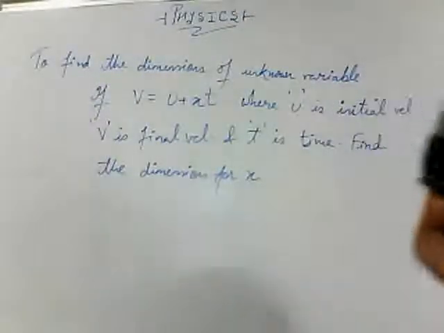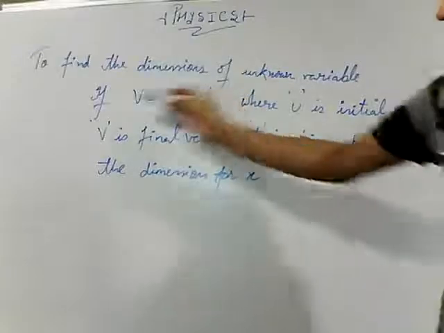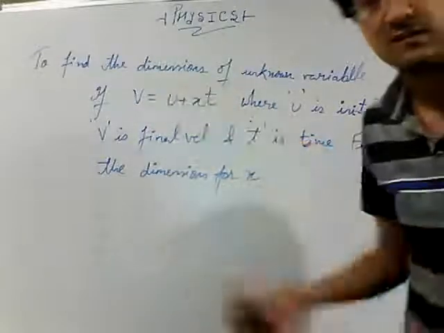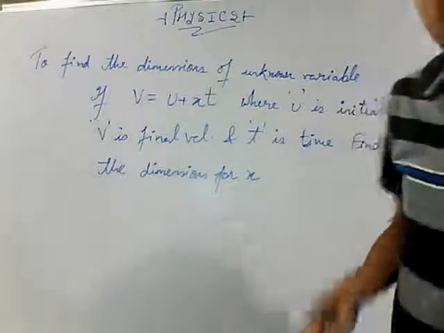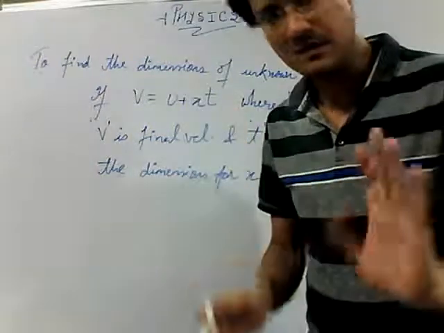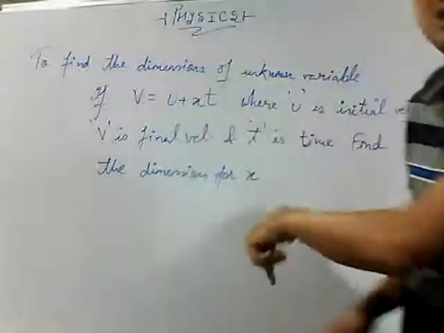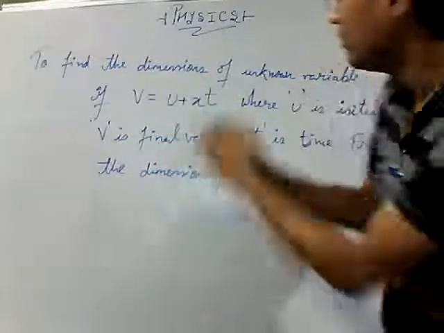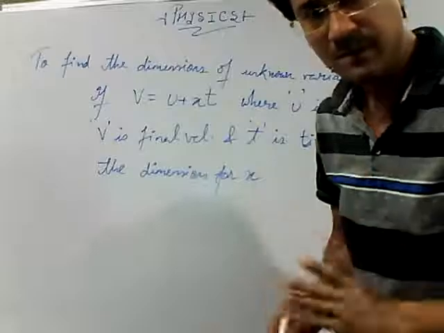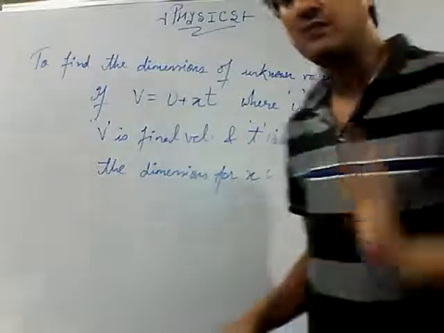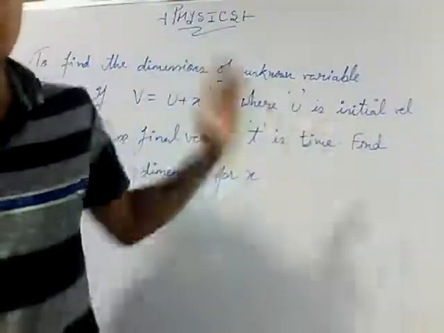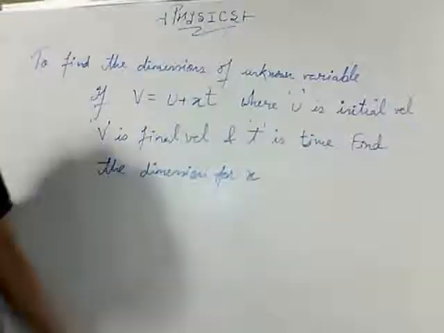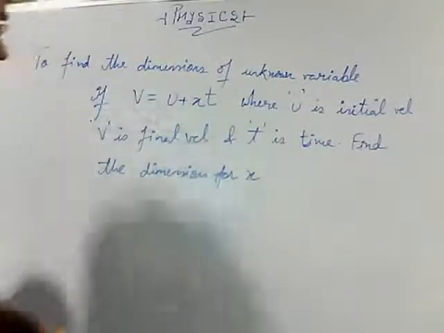I've taken a very easy example because you will be able to make out that this is the first equation of motion, and x is nothing but acceleration. This is known. But with this question, first of all, assume that you don't know what x is. You find out the dimensions, and you get to know x is acceleration. So let's find out.